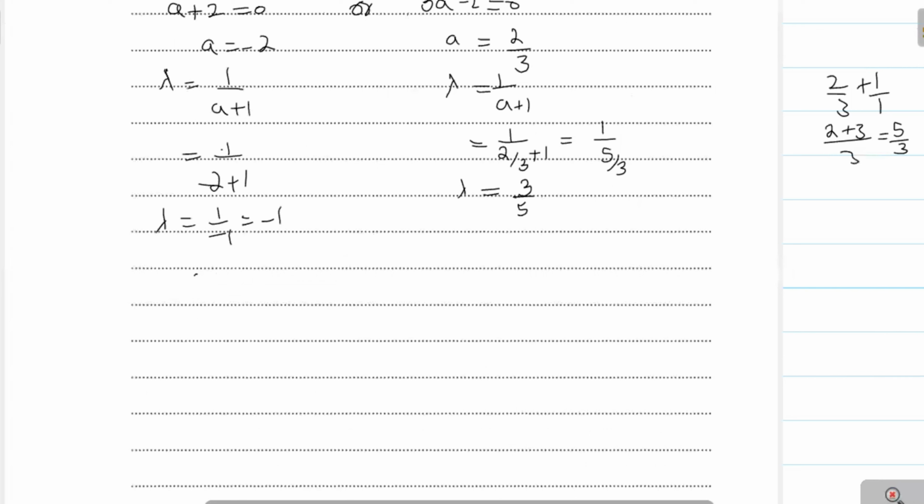Now the value of a is minus 2, the lambda value is minus 1, and the value of a is 2 over 3, the lambda value is 3 over 5, and this is the answer.